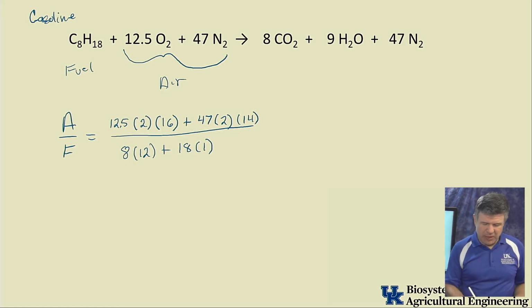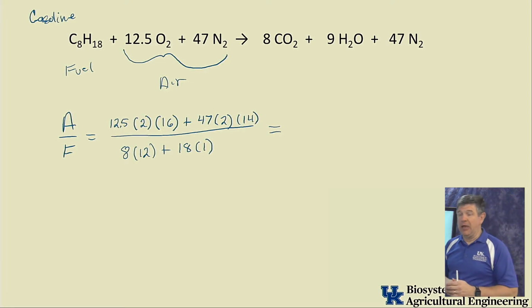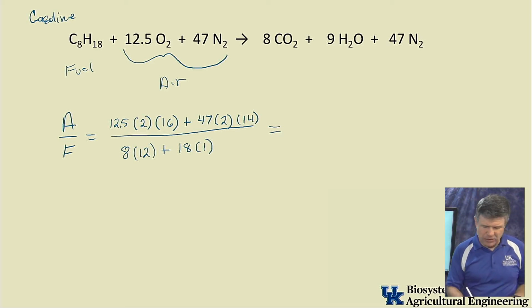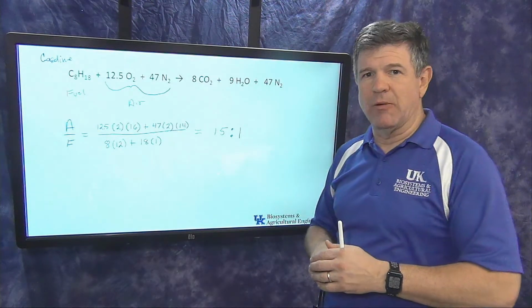And now it just becomes a calculator exercise. So now I got to watch the order of operations as you're doing this. Multiply 12.5 times 2 times 16. Add to that 47 times 2 times 14. Divide that by 8 times 12 plus 18 times 1. And that's going to give me an air-fuel ratio of 15. And what we usually say, since it's a ratio, we usually say 15 to 1. So this is the way we'll report it.